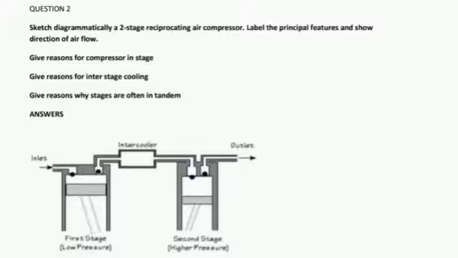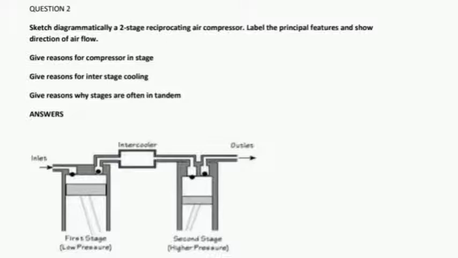Sketch diagrammatically a two-stage reciprocating air compressor. Label the principal features and show direction of airflow. Give reasons for compression in stages. Give reasons for interstage cooling. Give reasons why stages are often in tandem.